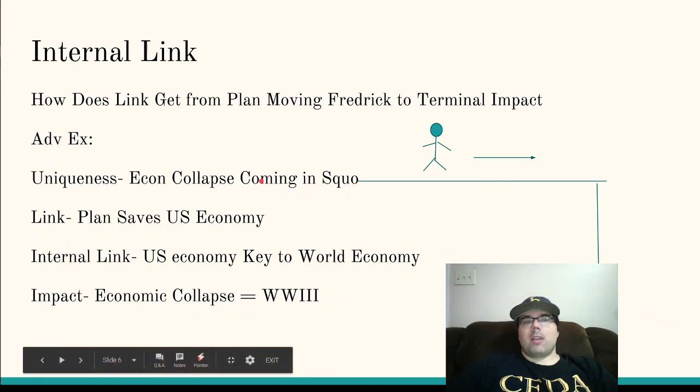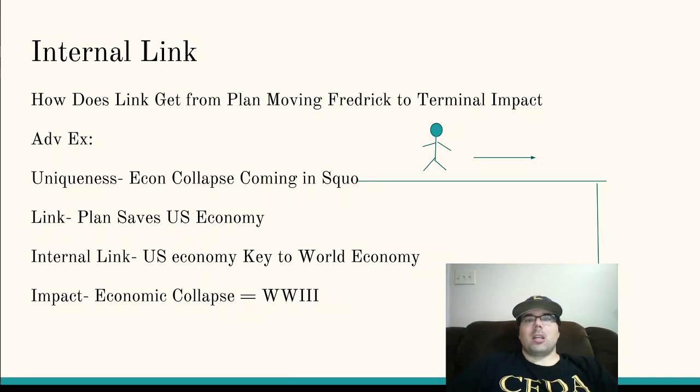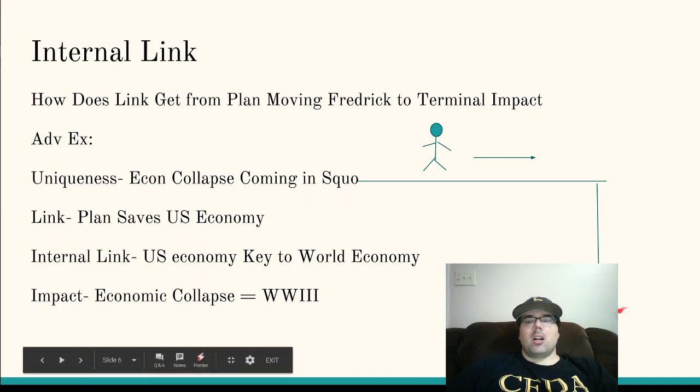Here's an example that we have over here. If the uniqueness is that U.S. economic collapse is coming in the status quo, i.e. Frederick is moving towards the cliff right now, the plan saves the economy. The internal link explains why the U.S. economy would cause Frederick to fall off and cause an economic collapse on the global scale and cause World War III.